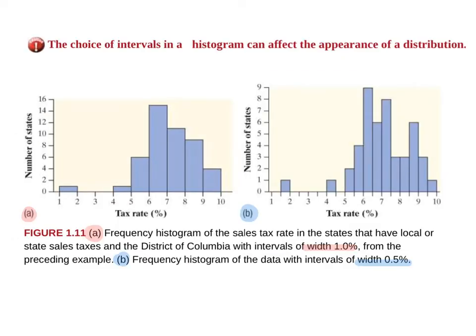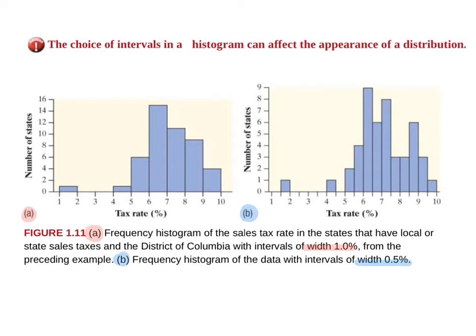So let's now talk about some really important things about histograms now that you know how to make them. First thing being, the choice of intervals in a histogram can affect the appearance of your distribution. So this graph represents the nicer looking histogram that we just made together about the tax rates of 47 states, including DC. Now, the width of our bars, or the width of the intervals, was about 1%, right? We went from 1 to about 1.999 to about 2.999, etc. Now, that's the display that you get when you have a width of 1% or an interval of 1%.